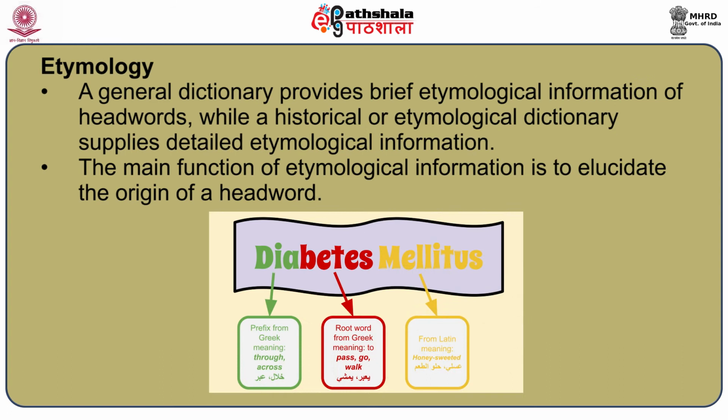Etymology. A general reference dictionary provides brief etymological information of headwords, while a historical or etymological dictionary supplies detailed etymological information. The main function of etymological information is to elucidate the origin of a headword. Also, in certain contexts, it helps to clarify the meaning of a lexical unit whose meaning appears to be obscured.